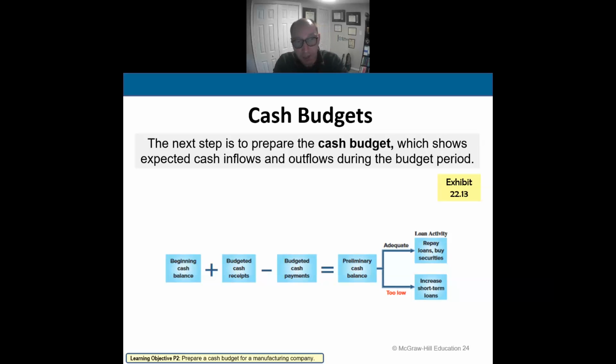Now, we take the cash coming in from our customers minus all of our payments to get our cash balance, right? So whatever we start with for the year, plus the cash we expect to receive from our customers, minus the payments we expect to pay to our vendors, equals the preliminary cash balance. If I have enough cash on hand at the end of the year, I can repay some loans, buy some securities, do some investing, right? If I don't have enough cash on hand, I might need to do some short-term borrowing. And this is the general formula for cash budget.